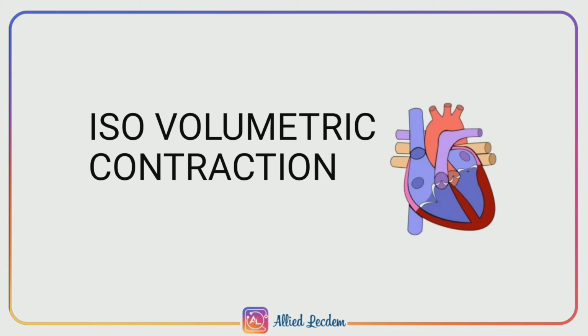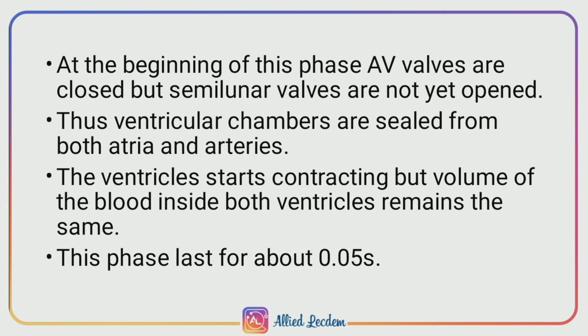Isovolumetric contraction. So iso means the same volume of blood remains in the ventricle. At the beginning of this phase, the AV valves are closed and the semilunar valves, that is the aortic and the pulmonary valves, are not yet opened. Thus, the ventricular chambers are sealed from both the arteries and the atria. The ventricles start contracting, but the volume of blood inside both the ventricles remains the same. So this isovolumetric contraction phase lasts up to 0.05 seconds.